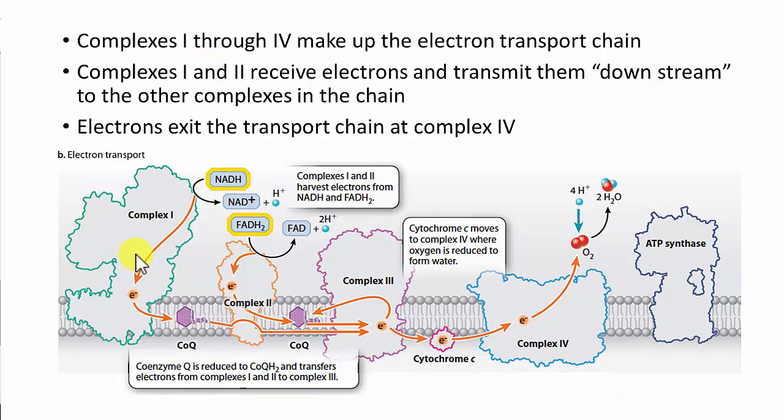Complexes 1 through 4, as I mentioned, make up the actual electron transport chain. So the transportation of electrons in a chain from 1, 2, 3 to 4, ultimately being passed to oxygen. The fifth part of the chain is the ATP synthase, which, as we've already talked about, will actually make the ATP. It is complexes 1 and 2 that actually receive the electrons from NADH and FADH respectively.